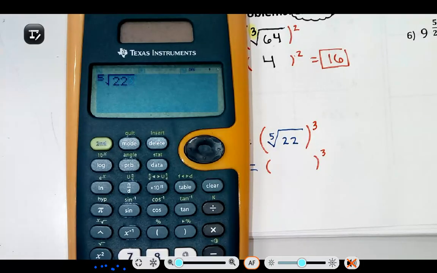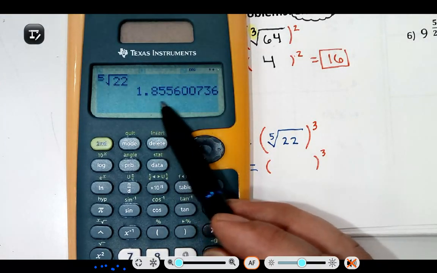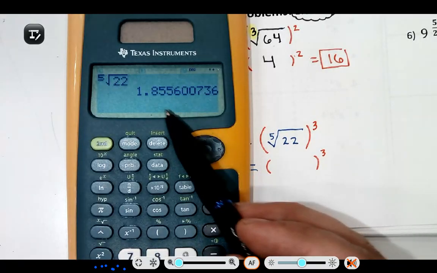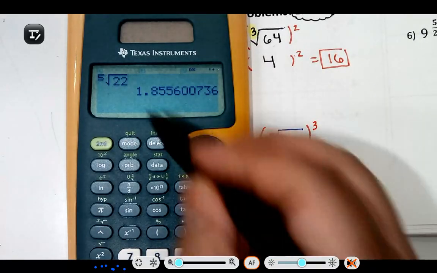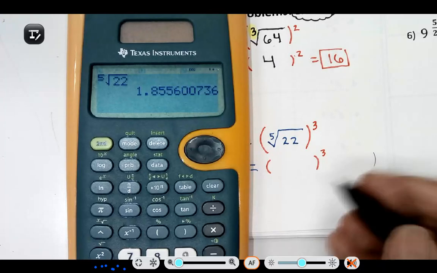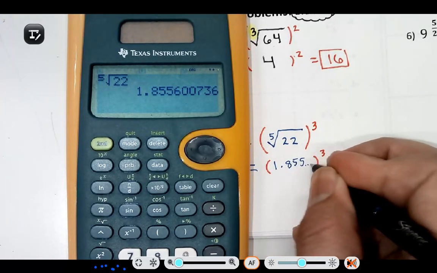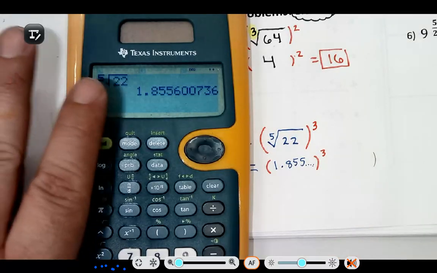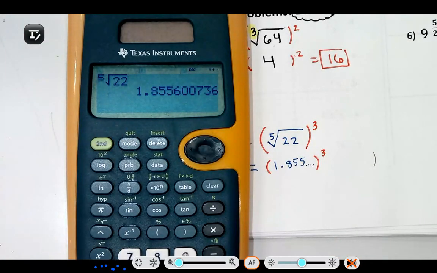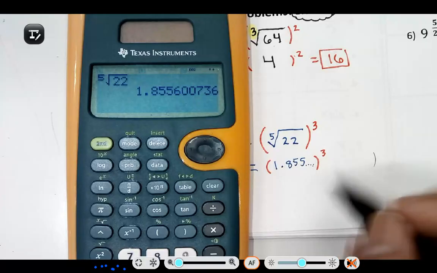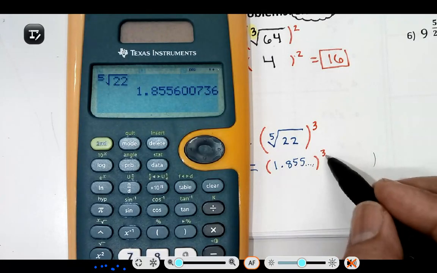Now I want you to notice something here. Look at that. 1.8, and we didn't do anything wrong. Don't think you did something wrong. It's perfect. But we don't want to round off. We want to use the exact. So I'm going to write 8, 5, 5, and so on. But don't erase it. Leave it alone. We need to use the entire thing, and I want to give the entire thing a power of 3.